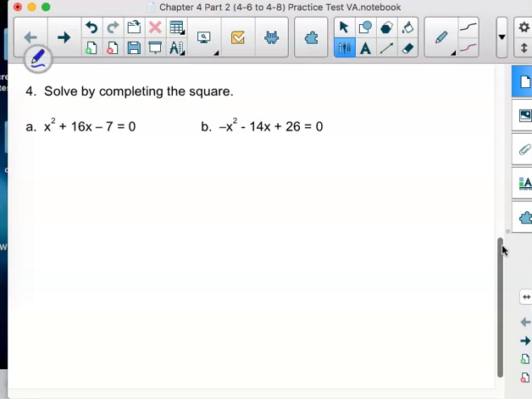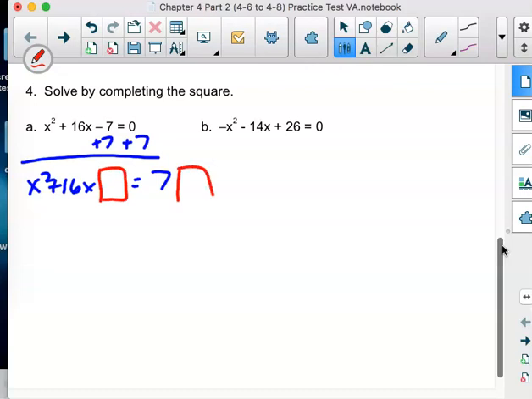Alrighty. x squared plus 16x minus 7 equals 0. Does that have a 1 in front of the squared term? That's a plus. That means less work. Is -7 a perfect square? Well, then that's not helpful. So what do we do with it? Yeah, move it over. Move it over. It wasn't helpful. It's not a perfect square. We need the number that will be helpful.